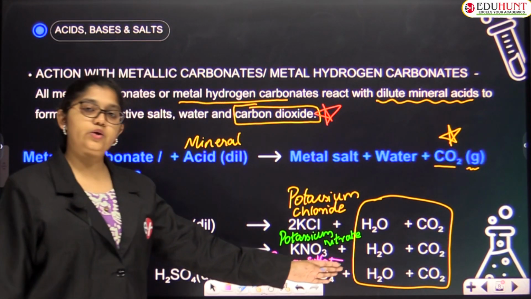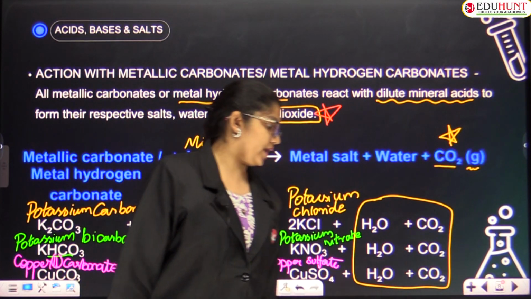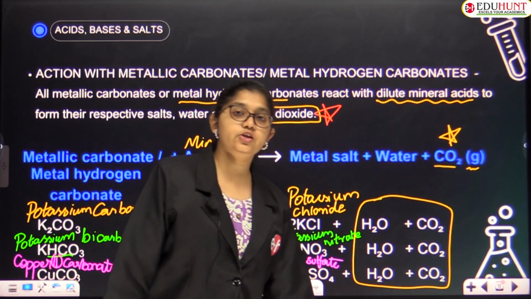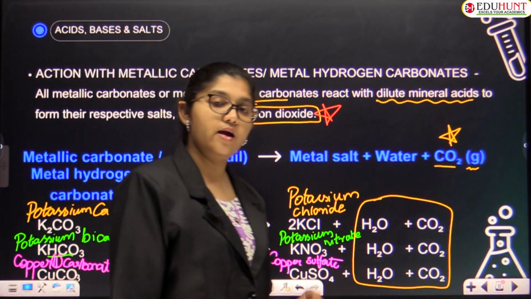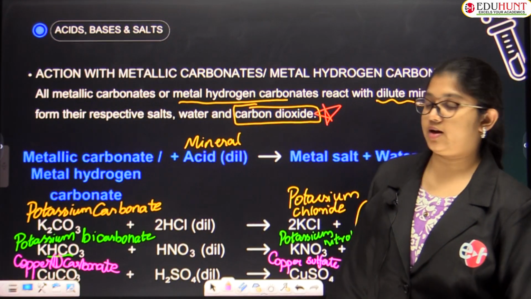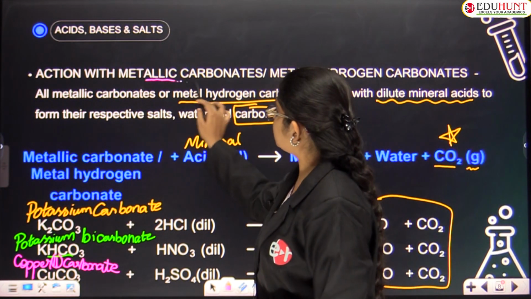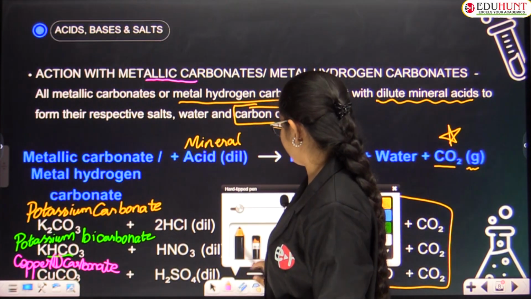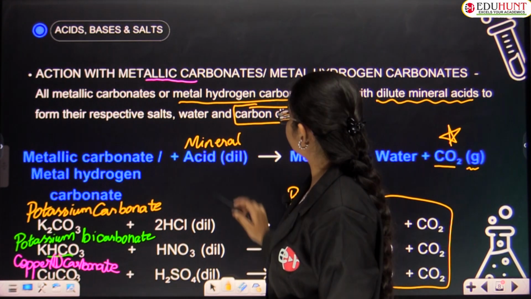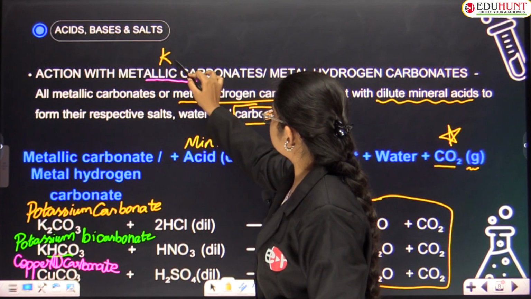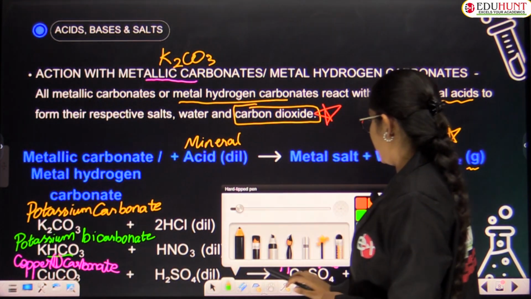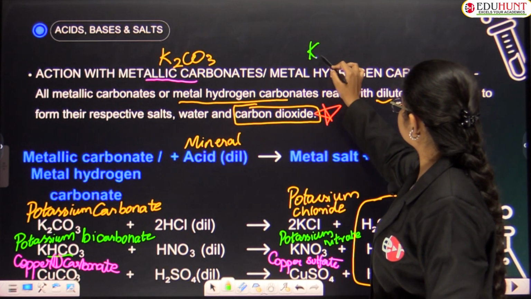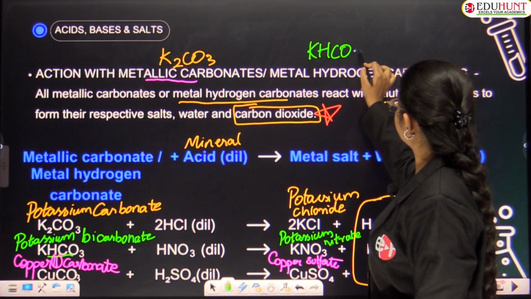And including with water and carbon dioxide as the respective products. Okay, children, this is all about action with metallic carbonates or metal hydrogen carbonates. This is metal carbonates in the sense K2CO3. Okay, I'll write here for you. Metal carbonates in the sense K2CO3, children. If it is metal hydrogen carbonates, that is KHCO3.